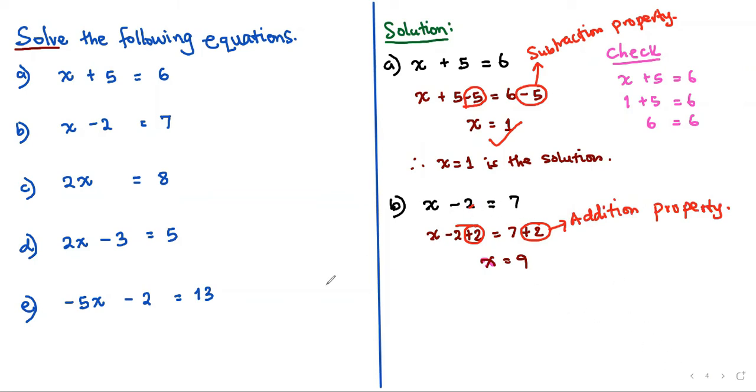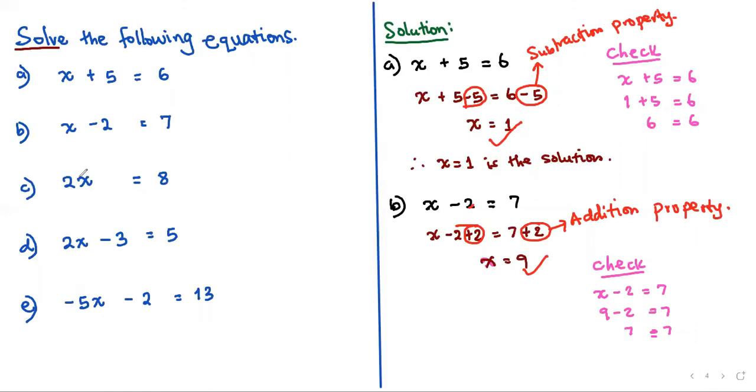Okay, let's go ahead. Let's check this. If you have x minus 2 is equal to 7, now, instead of writing x, write 9. 9 minus 2 is equal to 7. So 7 is equal to 7. So you can see that the left-hand side is equal to the right-hand side, so it implies that our answer is correct.